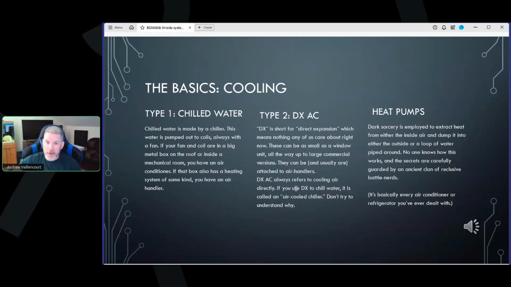And then same note on heat pumps. Water source heat pumps will technically be water and air side. Carnot cycle, direct expansion, vapor cycle heat pumps will be pure air side.